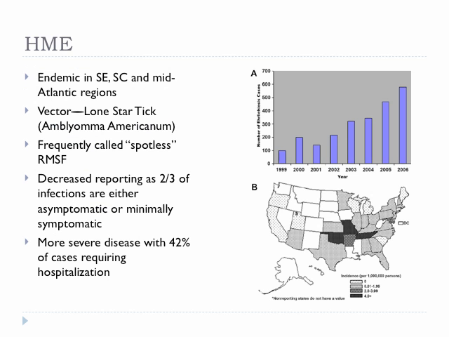So ehrlichiosis, endemic in these central states: Oklahoma, Missouri, Tennessee. The vector is the Lone Star tick, that also transmits tularemia and STARI. Many of the infections are asymptomatic, so it is very underreported.